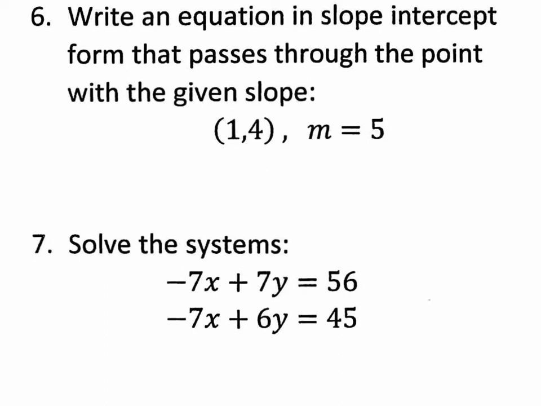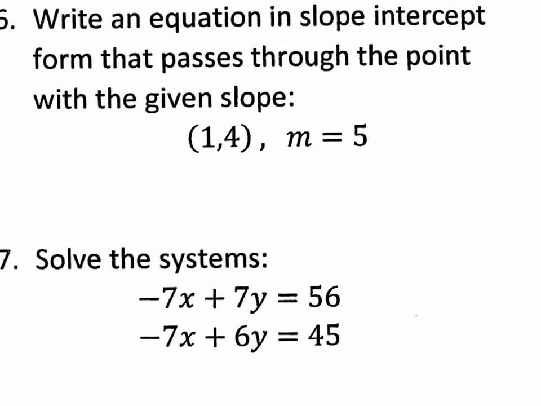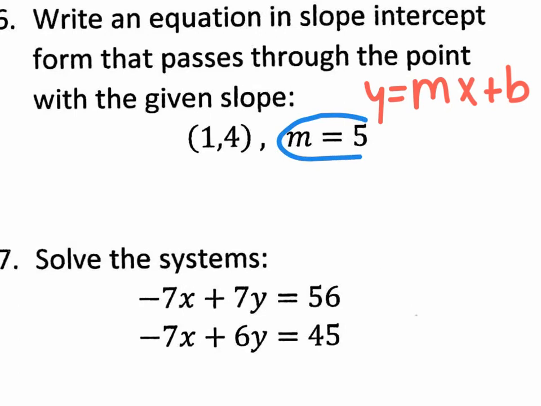Write an equation in slope-intercept form that passes through the point with the given slope. Okay, so slope-intercept form, let's start with that. What is slope-intercept form? y equals mx plus b is slope-intercept form, and we want to write it in y equals mx plus b. The only way to be able to write an equation in y equals mx plus b is if they give you an m value and you also have a b value. Do we have a b value?